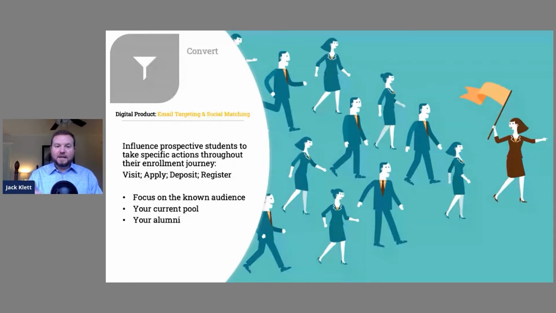So here we see email targeting and social matching being used. These are two digital products we saw used to help identify interest too, but now they're being used differently in order to aid conversion, to take those folks who are already known to you, who are in your CRM, and influence them along their student decision journey.